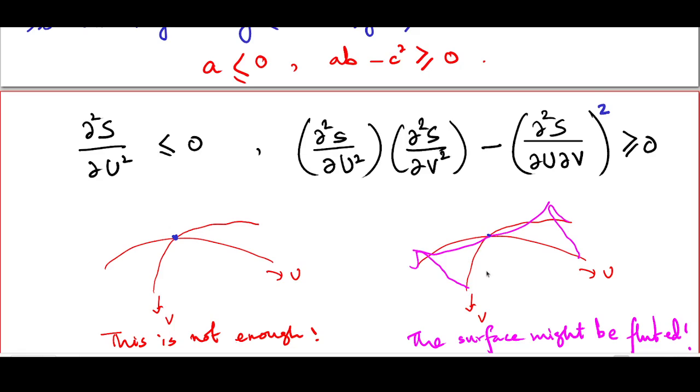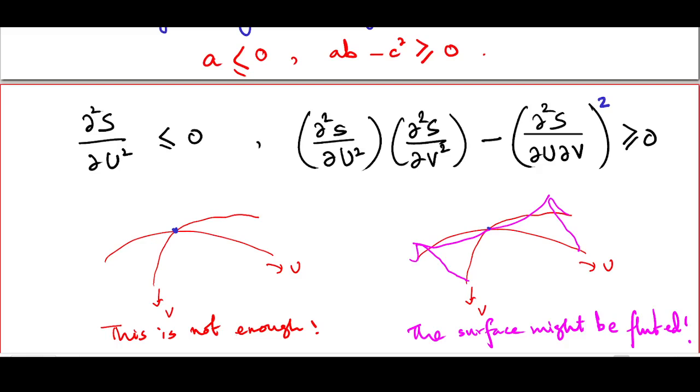My crude drawing may not be a very good one, but it should give you an idea about what I mean. And if you had something like this, then despite del 2s del u2 and del 2s del v2 being both negative, you would not have a concave surface. This condition essentially ensures that such a thing doesn't happen. If the surface obeyed this condition, then it would not be fluted in this manner. Then even if you were to move in some intermediate direction, you would still actually go below the local tangents. So that is what this condition really means.